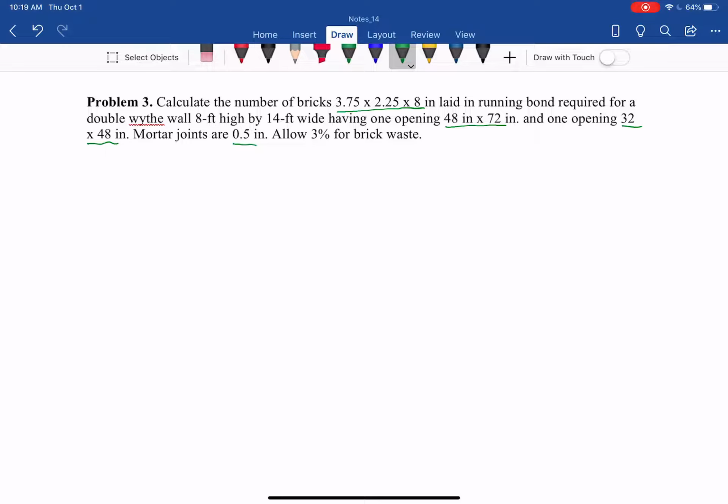First, we always need to know the net area required to put the brick in. So the first step is to determine the net wall area, how big the wall size is, and that should be the most easy part in this problem. This wall has 8 feet high and 14 feet wide, so you will have 8 feet times 14.